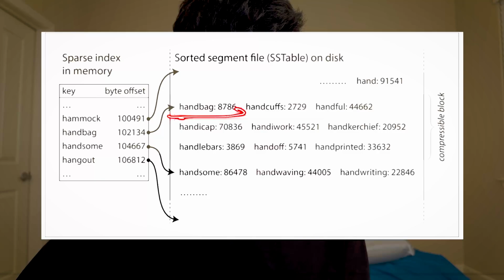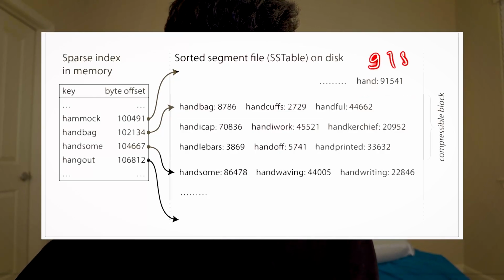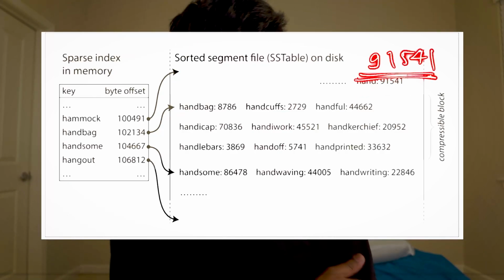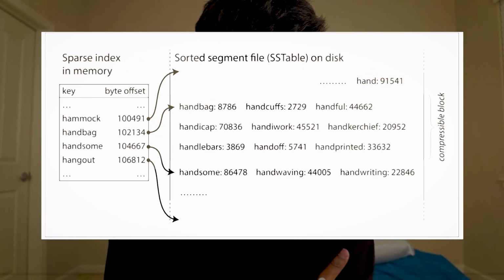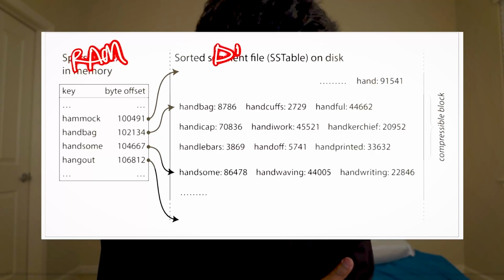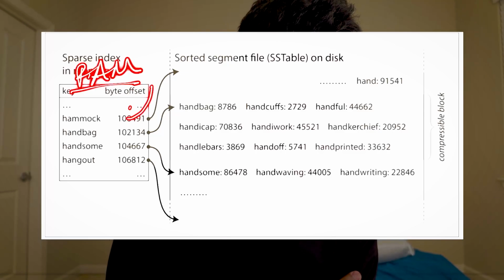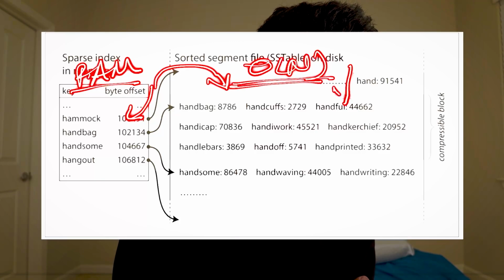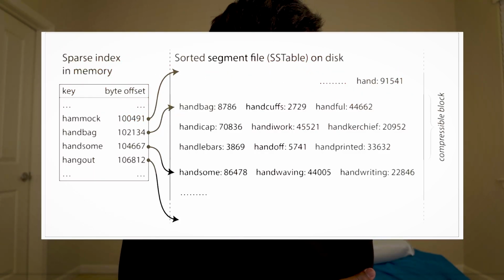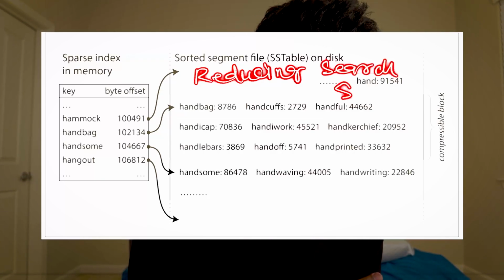So let's say the hand prefix starts at 91541 on the disk. This is on the disk, this is in RAM. So using the RAM's values, we are not searching in O of n, we are not searching all of the values on the disk, but we are reducing our search space. We are reducing our search space.